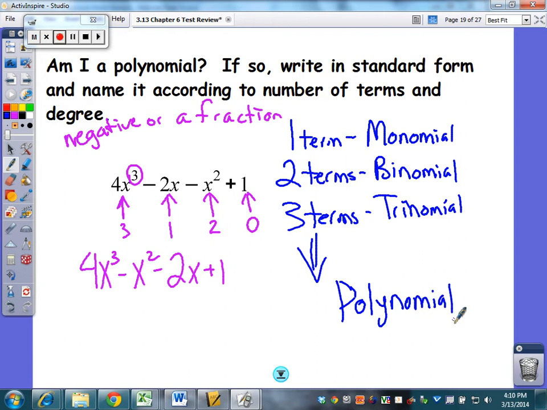Okay? So because this has 4 terms, it's considered a polynomial, and the highest degree is 3. Because of the 3 exponent, we call this a cubic polynomial.